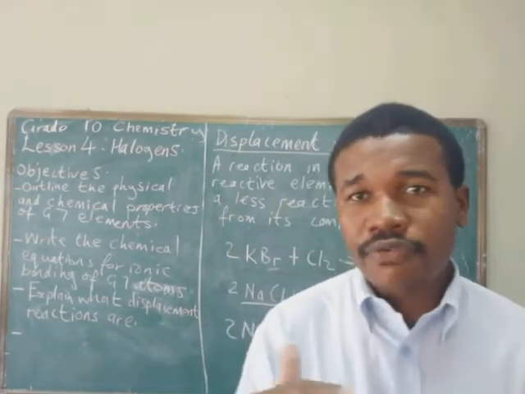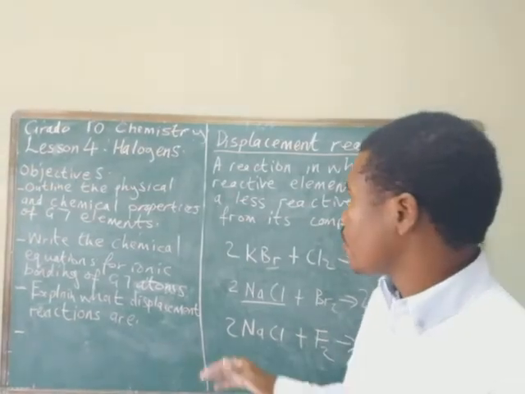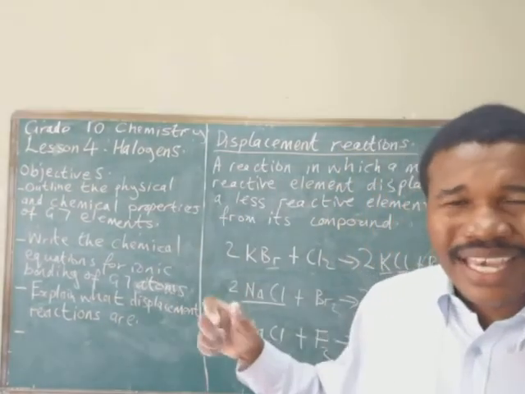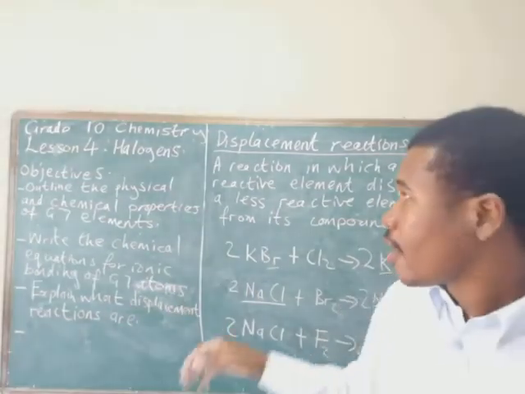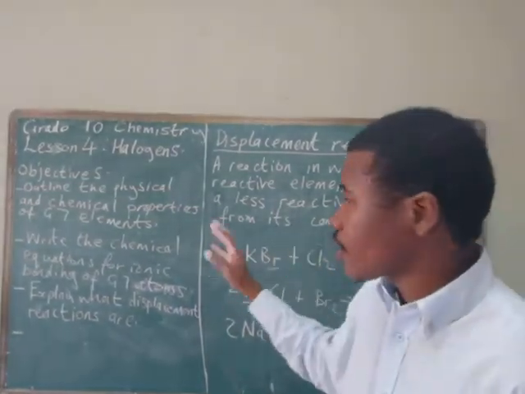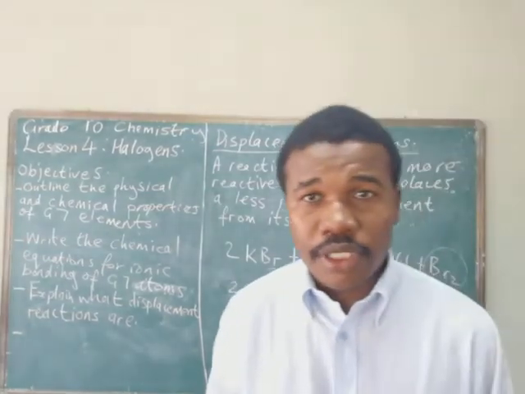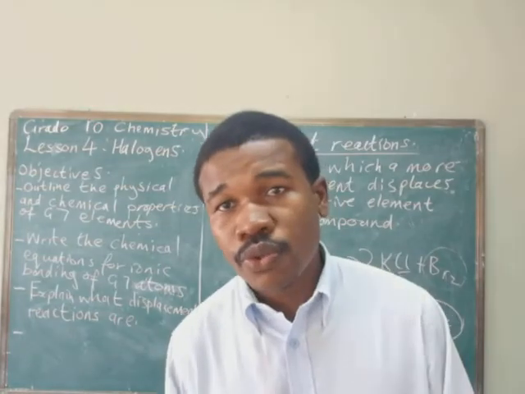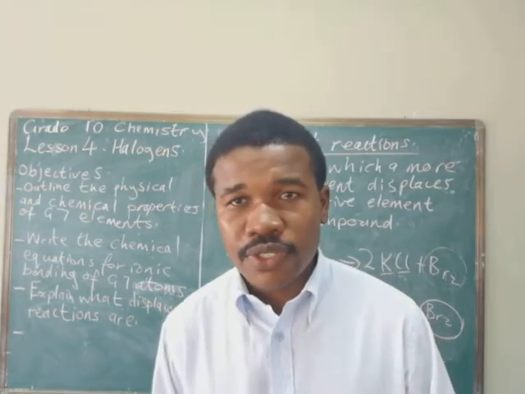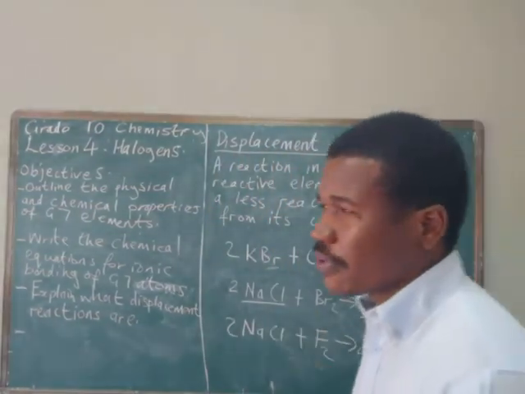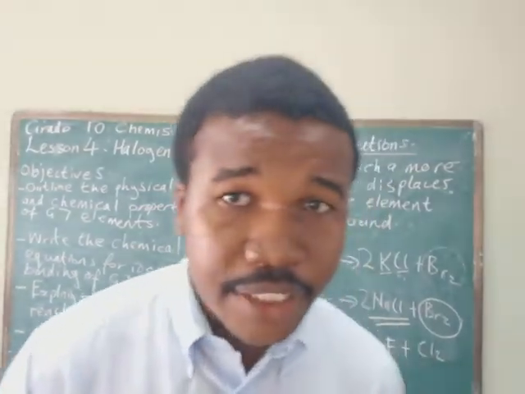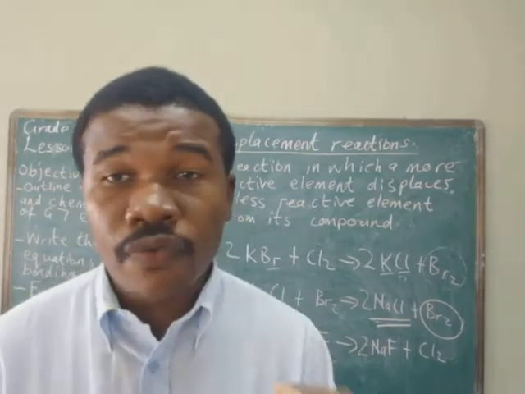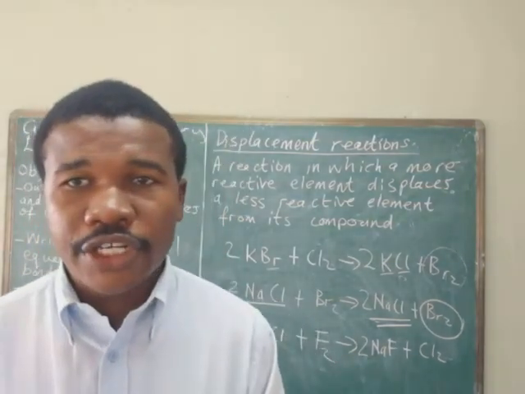But basically we have reached the end of this lesson. We have looked at some of the remaining physical and chemical properties and tried to explain them in a bit more depth. We have written ionic equations for the ionic bonding of group 7 elements with group 1 and with group 2 atoms as well. We have clearly explained what a displacement reaction is. You now have the knowledge of what a displacement reaction is.